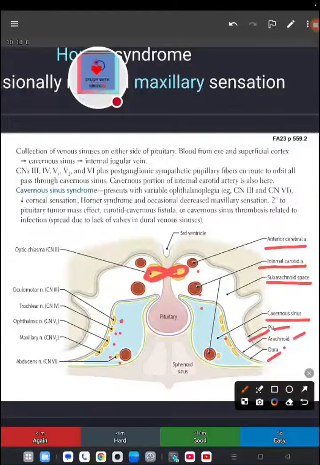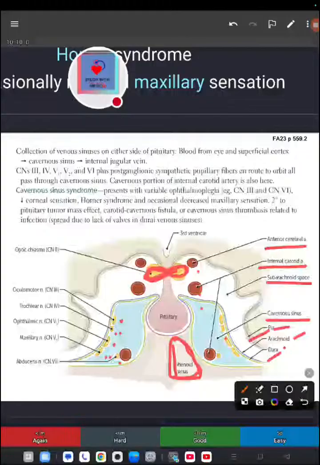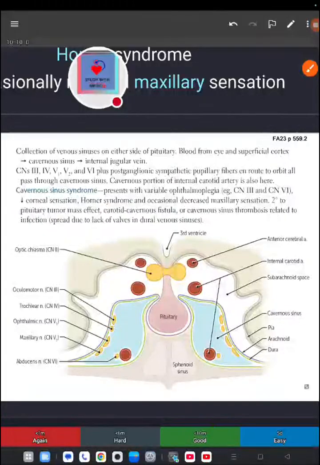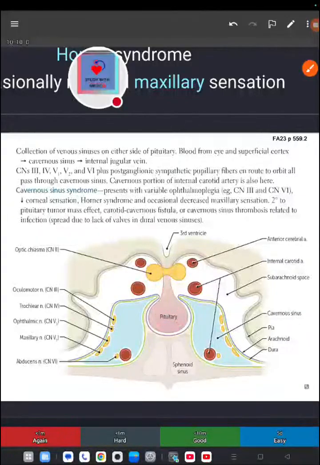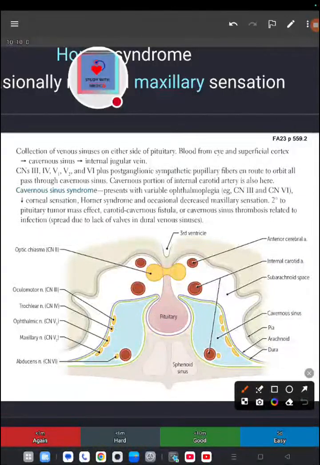Oculomotor nerve 3, trochlear 4, ophthalmic 5-1, maxillary 5-2, abducens 6. This is the sphenoid sinus, and this is our pituitary. A collection of venous sinuses on either side of the pituitary.